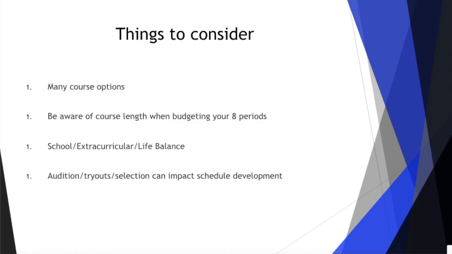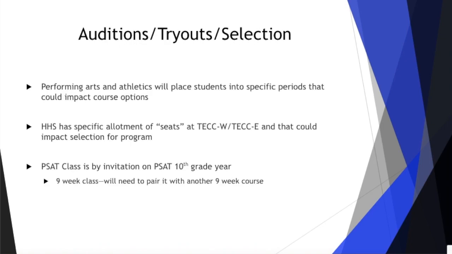Another big influence on schedule is participation in programs that require auditions, tryouts, or selection. If you are selected to be in a performing arts group or team sport, that could impact a course's availability for you. A student may not be selected for a Career Center course if Hebron does not have enough allotted spaces for all students. Other classes requiring selection or assignment, such as our PSAT team class for rising juniors and our STAR intervention courses for students, could impact schedule development.